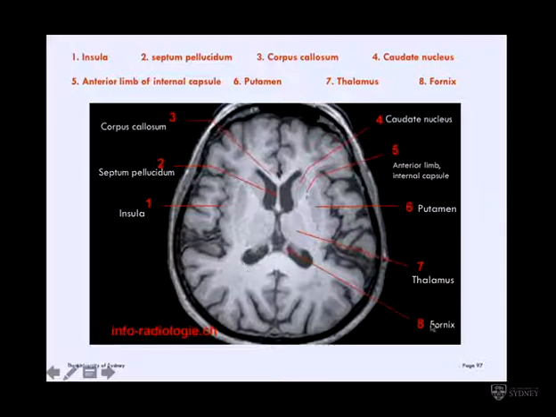We'll talk about the fornix later on today, I think. Down here, this is the inferior horn of the lateral ventricle. So now you can picture the way it's been cut. And in there, you see the tail of the caudate nucleus right there. So this is the inferior horn of the lateral ventricle, and there's the tail of the caudate nucleus right there.